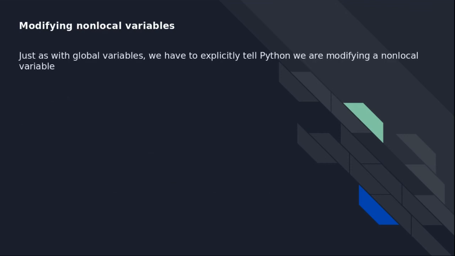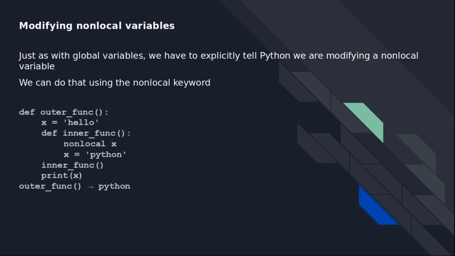Now, just as with global variables, we have to explicitly tell Python we are modifying a non-local variable. We can do that using the nonlocal keyword. In this example, you can see I have used a nonlocal keyword in my function inner func, where it is trying to access a non-local variable x and then modifying its value.